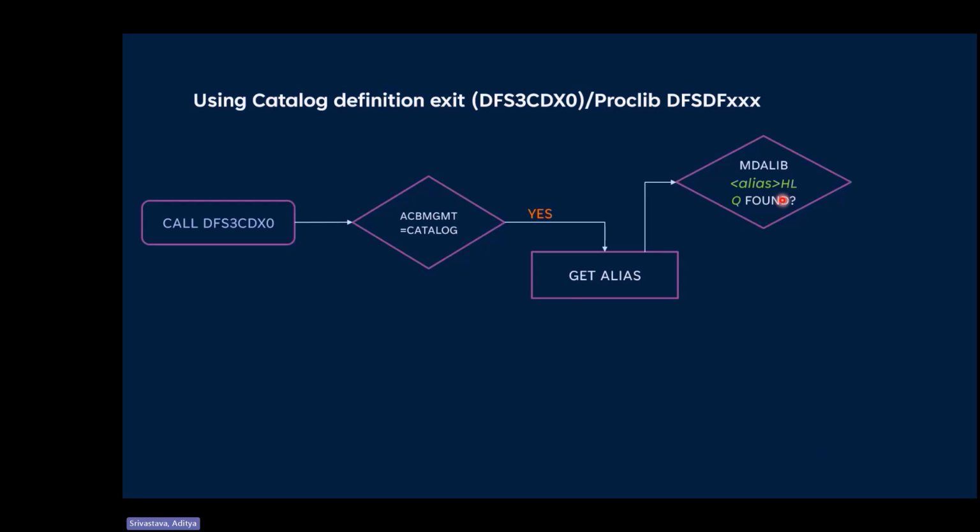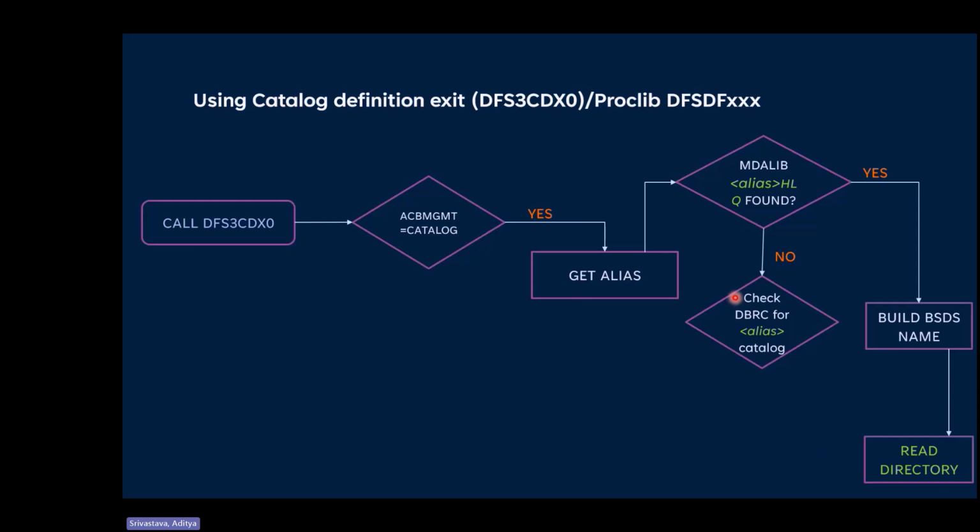Similar to how we were finding the IMS1 HLQ in one of the previous slides, right? If that member is found, then build the BSDS dataset name and read the directory dataset name. But if the MD-Live member is not found, I have to go and check DBRC for that alias name. If the entry in DBRC is found for that alias name, then you have to use that HLQ, build the bootstrap dataset name, and read the directory, same as it was doing earlier.